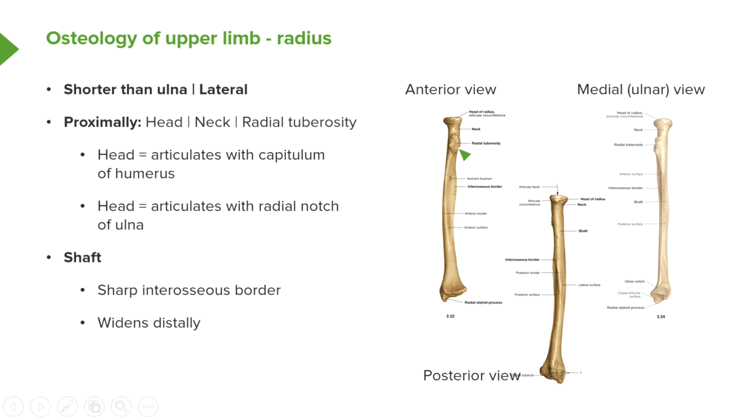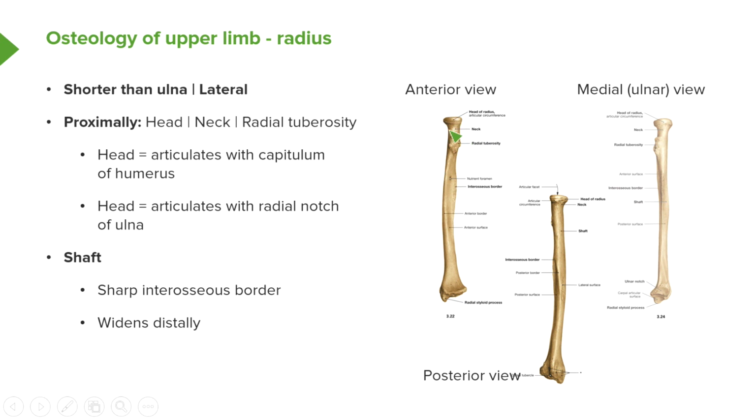Proximally, we've got some details I'd like to talk about. We've got the head of the radius, and that is going to articulate with the capitulum of the humerus. But importantly, the head also articulates with the radial notch of the ulna. And these two bony features, articulations with the capitulum and articulations with the radial notch, allow a complex arrangement of movement.